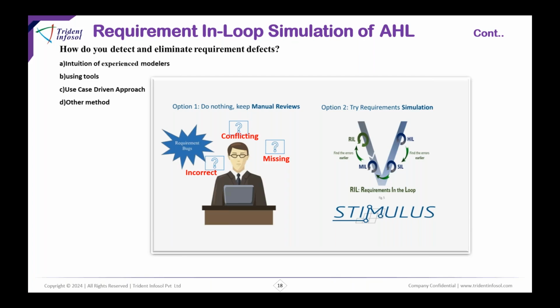As the system complexity grows, it becomes harder for humans to catch every issue, especially across multiple iterations or versions. And on the better option, on the right side, we have adopted requirement in loop simulation. This approach allows us to proactively catch and resolve requirement defects early, saving time and resources by preventing them from cascading down into later deployment stages.